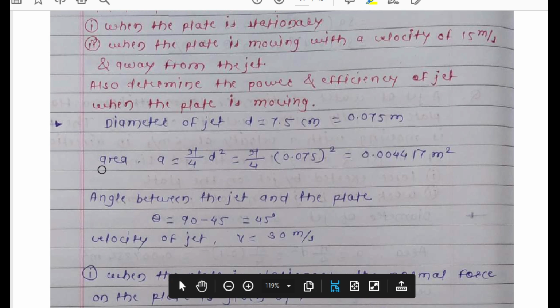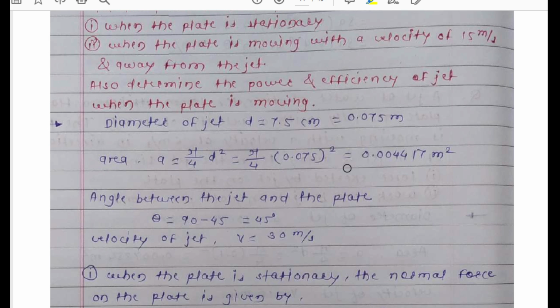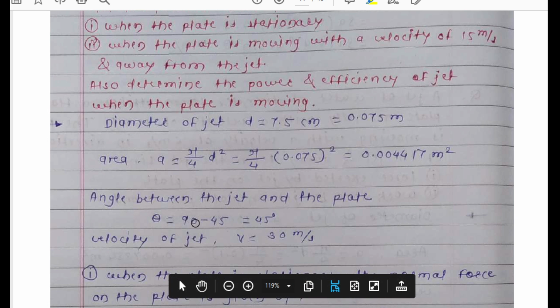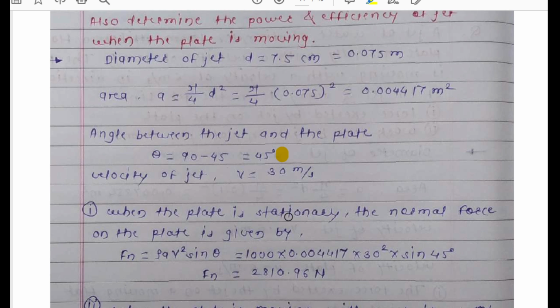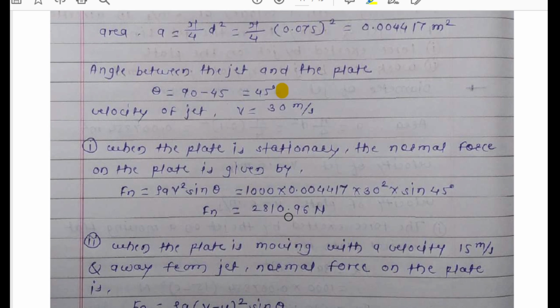From the diameter of jet, the area of jet can be calculated as pi by 4 d square, and the angle between jet and plate can be calculated by 90 minus inclination angle, that means it is 45 degrees. And the velocity of jet they have given as 30 meters per second.